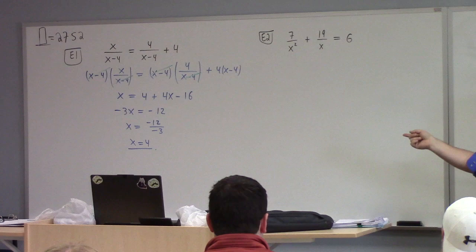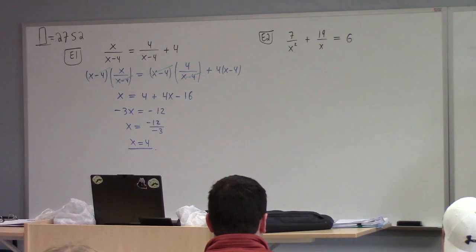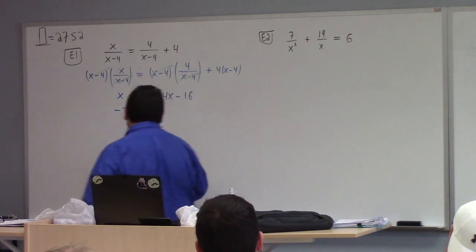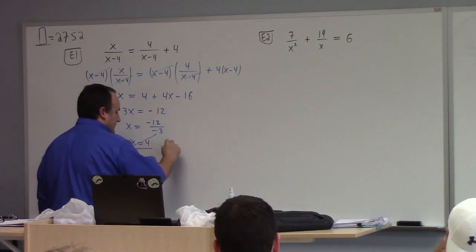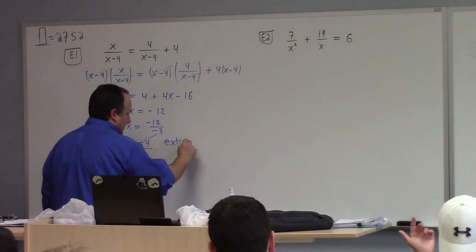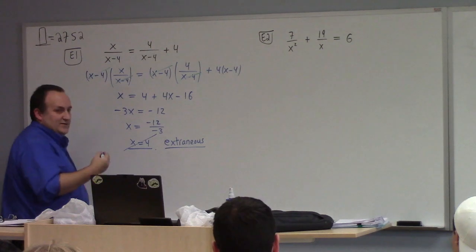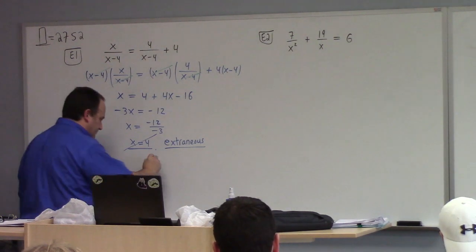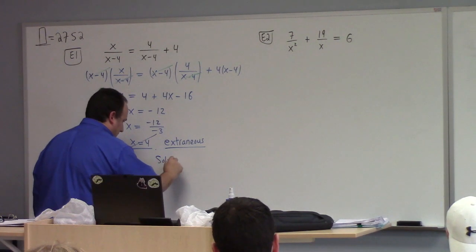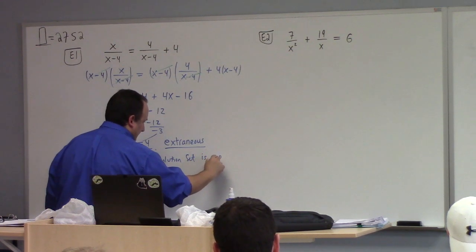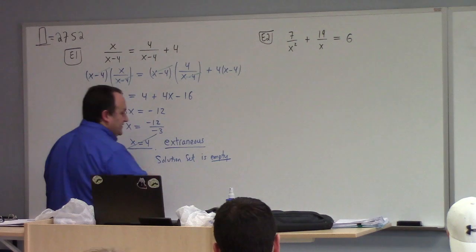Does that make sense for the original problem? What happens when you plug 4 into the given equation? Yeah, we get division by 0, right? So no solution. This is an extraneous solution. Extraneous, which means that it's not even in the solution set. So the solution set is empty. There is no solution here.